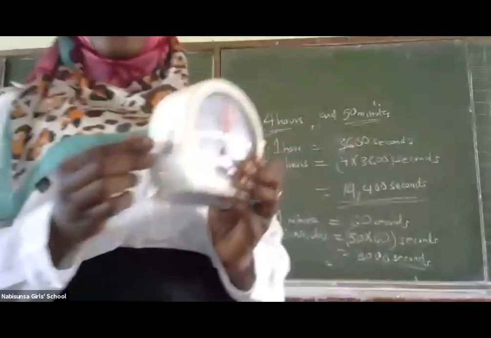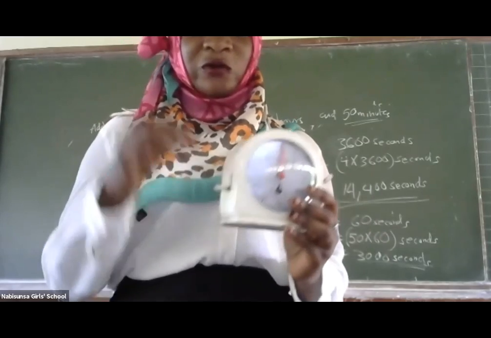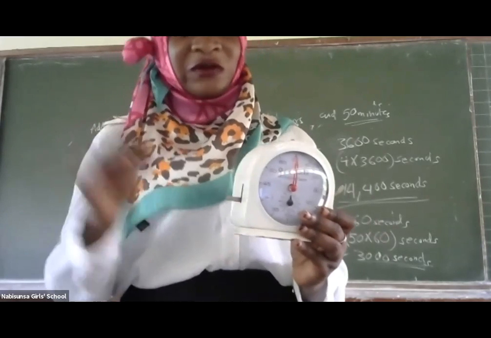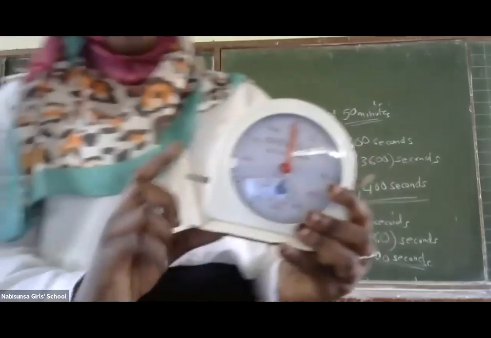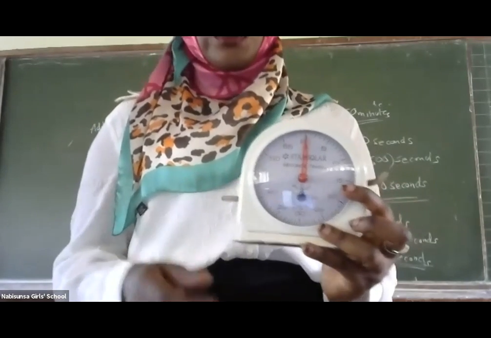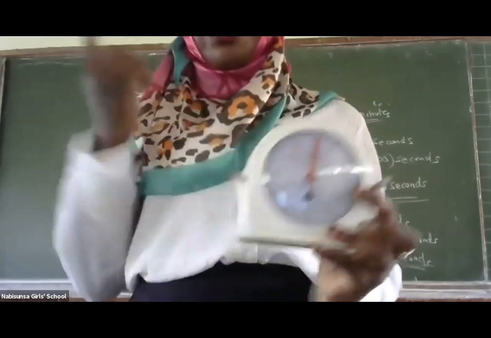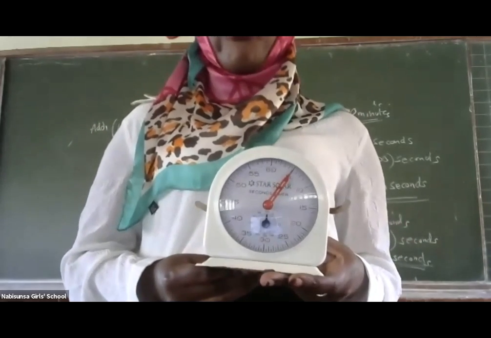Then this short one starts or stops the time. If you want to start, you use it. If you want to stop, you also use it. So when it's down, then it has stopped. It is on stop. If you want it to start, you take it up. So now it has started. Are you seeing the hand?